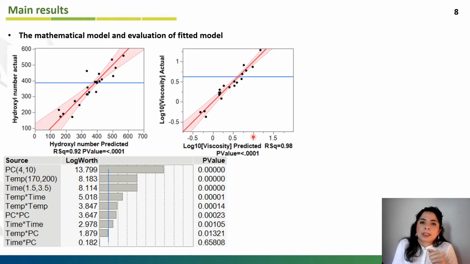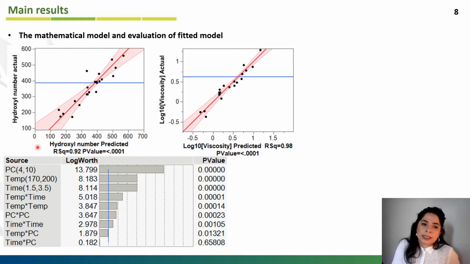So here we have the plots of experimental versus predicted values for both hydroxyl number and viscosity, and the difference between the predicted and experimental values is relatively small. Looking at the R square, the coefficient of determination, for both is greater than 90, indicating this regression is significant.